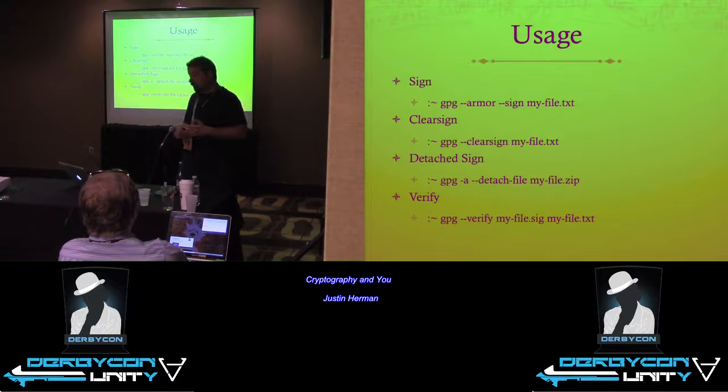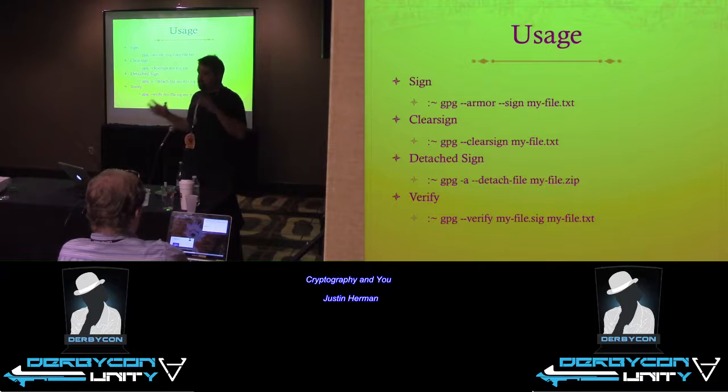You could do clear sign, which will actually append the signature at the bottom, not modify the original data in the file. It won't modify the original content, but it will append it to the bottom for a clear sign, which you can find as a little portion there called the signed message. A detach sign creates a secondary file in addition to the primary file that you can verify with. And then, of course, the verify.